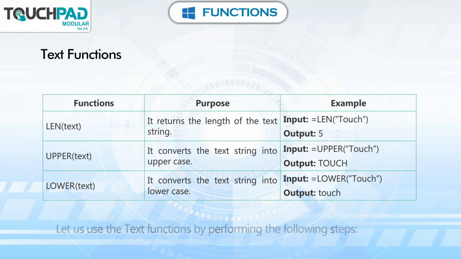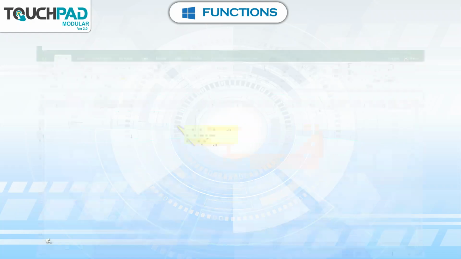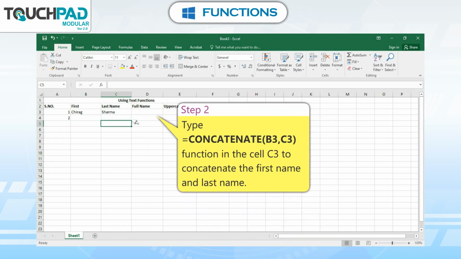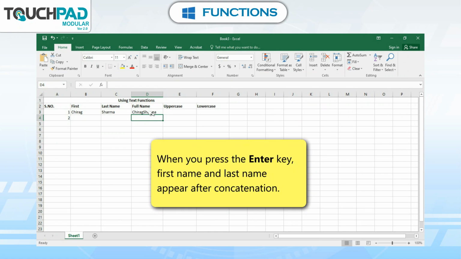Output: text. Let us use the text functions by performing the following steps. Step 1. Type the following data in the MS Excel worksheet. Step 2. Type the =CONCATENATE(B3, C3) function in the cell C3 to concatenate the first name and the last name. Step 3. Press the Enter key from the keyboard. When you press the Enter key, the first name and last name appear after concatenation.